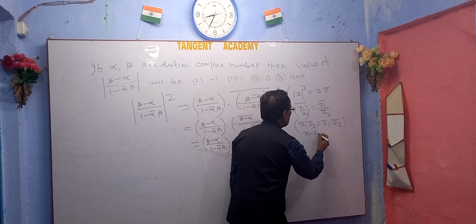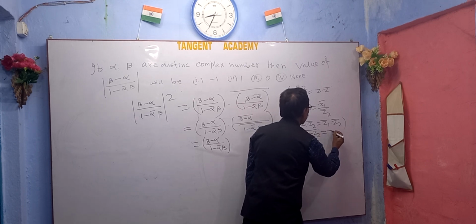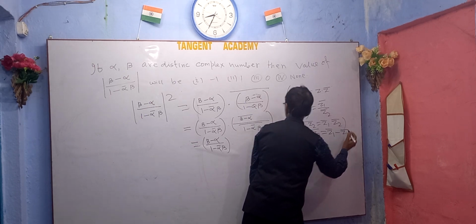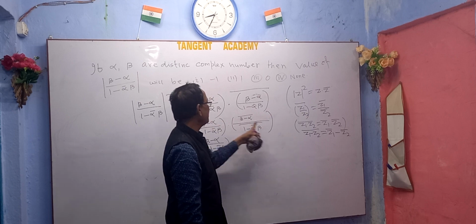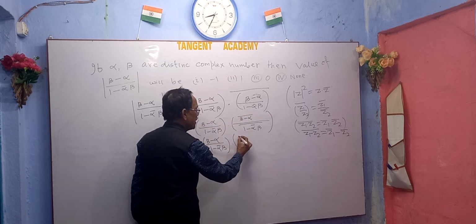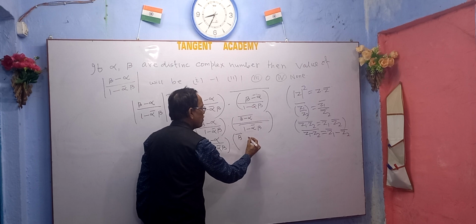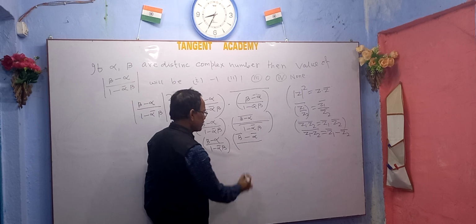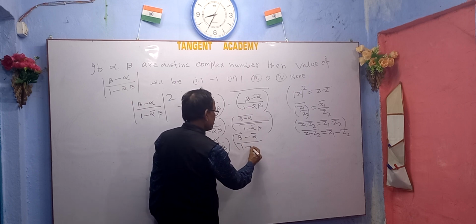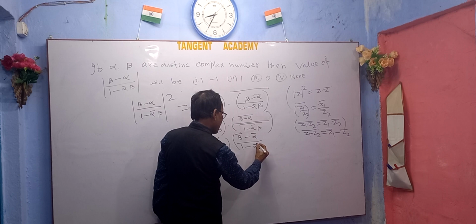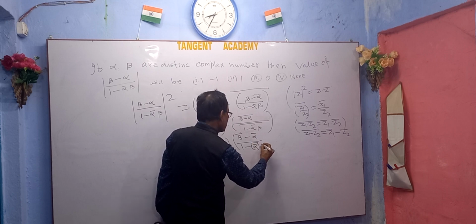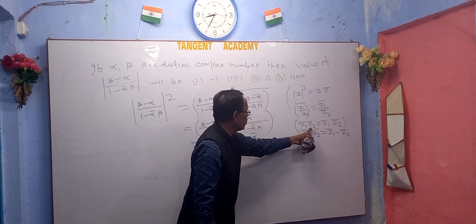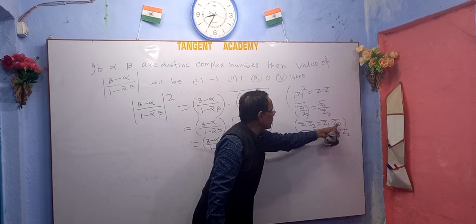(z1 minus z2) whole bar can be written as z1 bar minus z2 bar. Keeping this property in mind, it can be written as (beta bar minus alpha bar) divided by (1 minus alpha bar) whole bar into beta bar. This property, (z1 into z2) whole bar may be written as z1 bar into z2 bar.